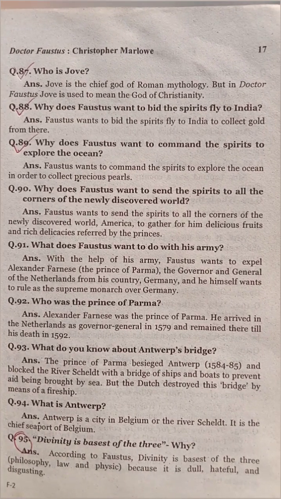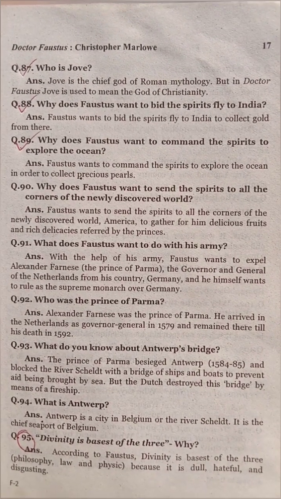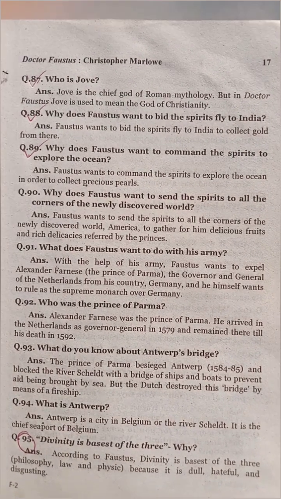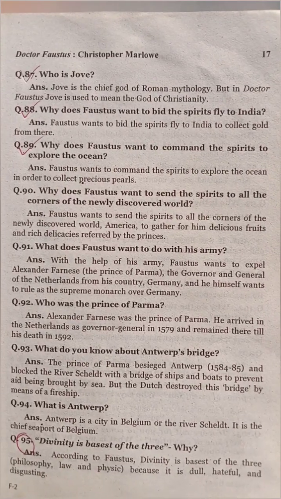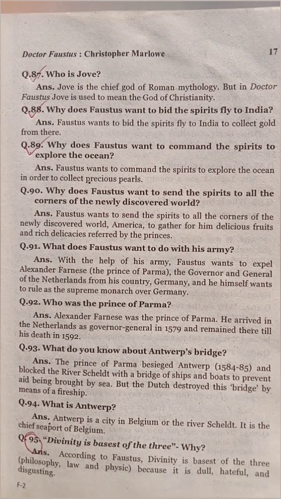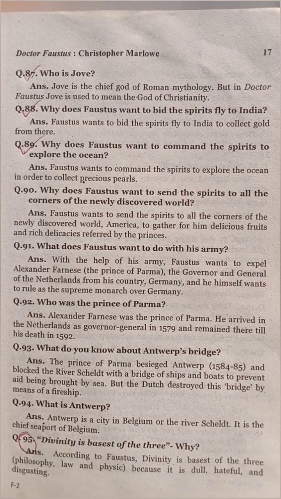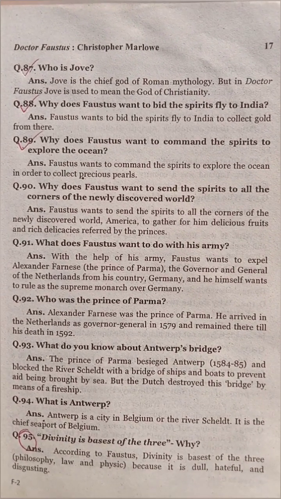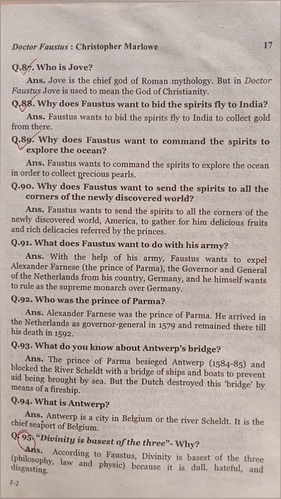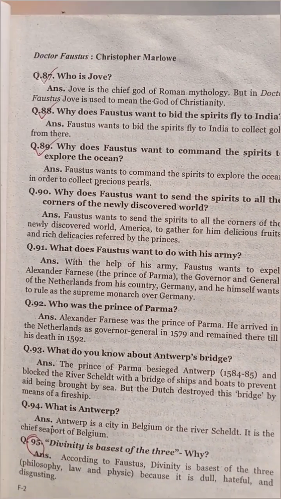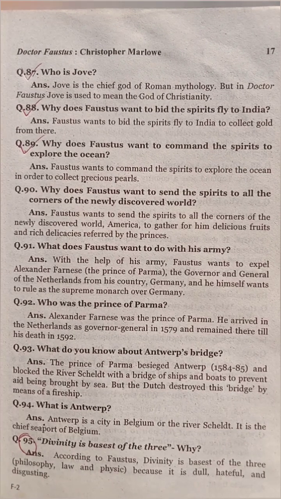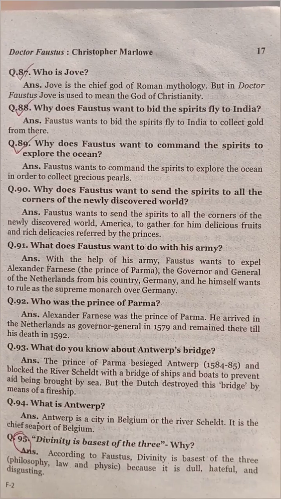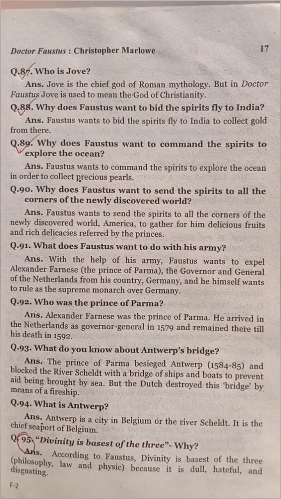93. What do you know about the Antwerp Bridge? The Prince of Parma besieged Antwerp and blocked the river's escape with a bridge of ships and boats to prevent aid being thrown by sea, but the Dutch destroyed this bridge by means of a fire ship. 94. What is Antwerp? Antwerp is a city in Belgium, or the river is called Antwerp. It is the seaport of Belgium.